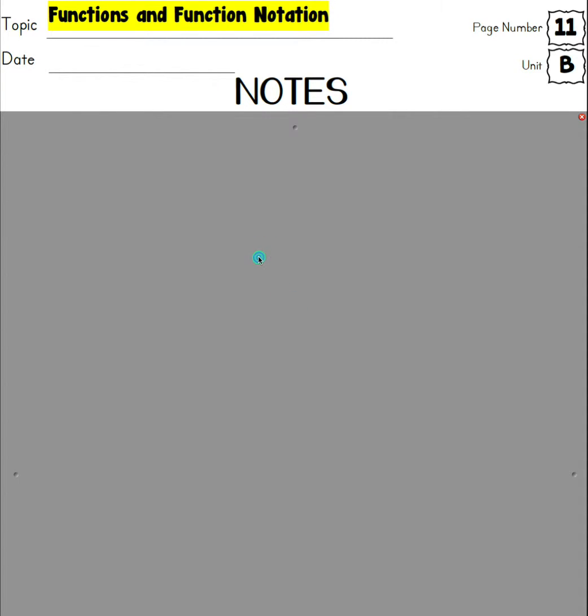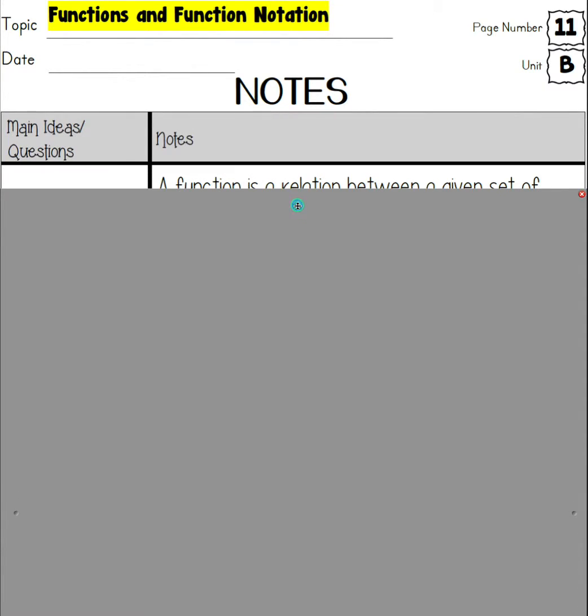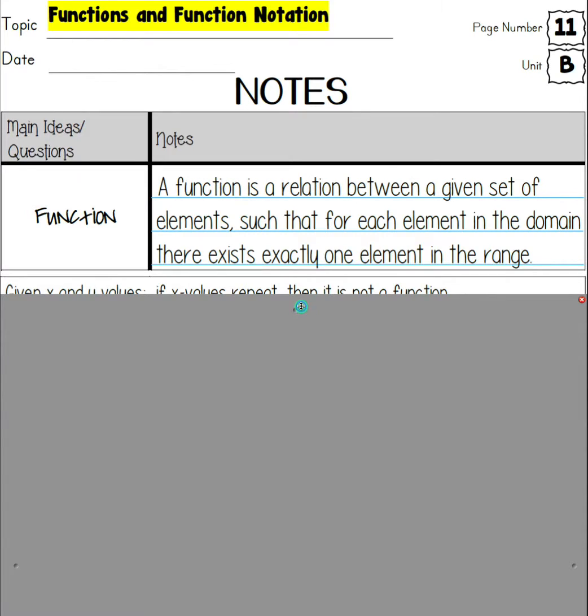Today we are continuing our work with functions and beginning our work with function notation. We have previously covered some basics in terms of working with and identifying functions, and so we're going to solidify some of these ideas with our notes and then also begin how this relates to function notation.